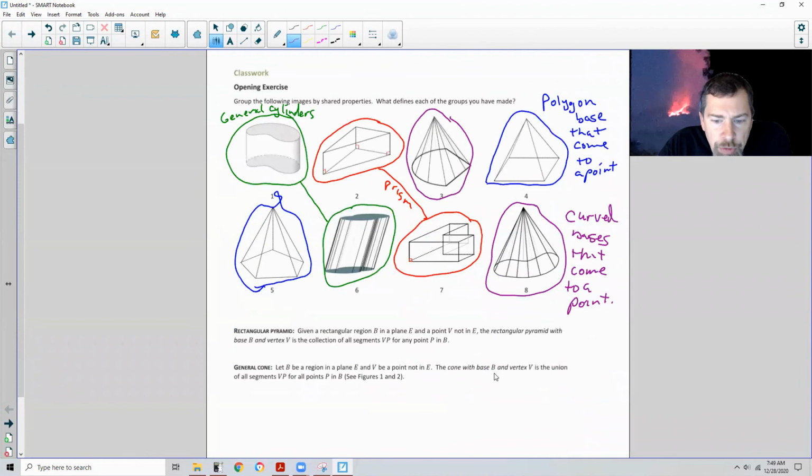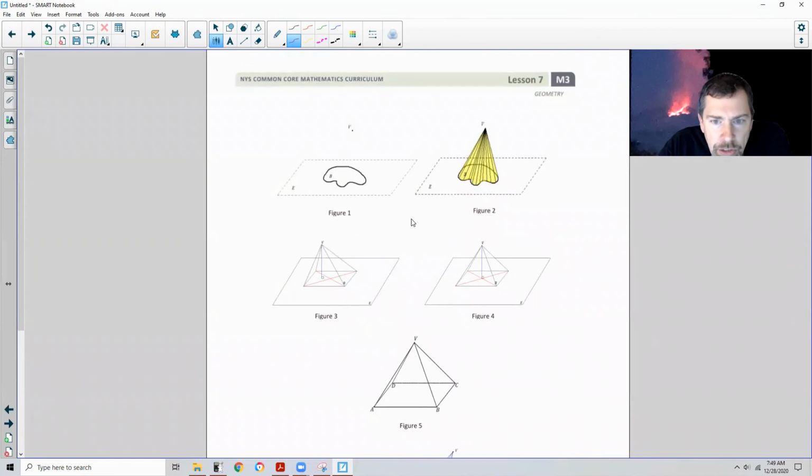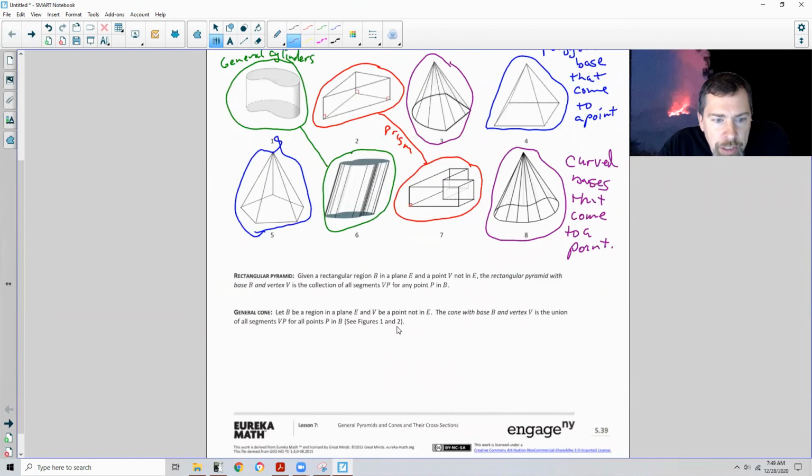Then it says the cone with base B and vertex V is the union of all segments VP for all points P in B. So what they're basically saying is no matter what point we choose on here and we draw a line from it up to V, this is our result over here. So this would be point P, this would be point V, this is point P1, P2, P3, P4, and so on. Any point P, drawing a straight line segment up to V, would give us this shape decreasing in size until we get to this point V. Okay, so that was just what they were saying right here, right?